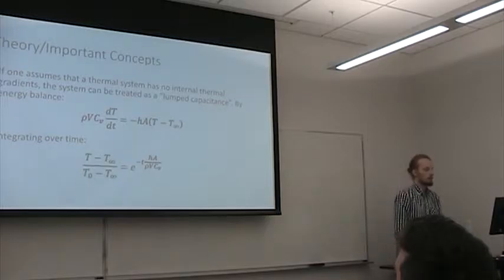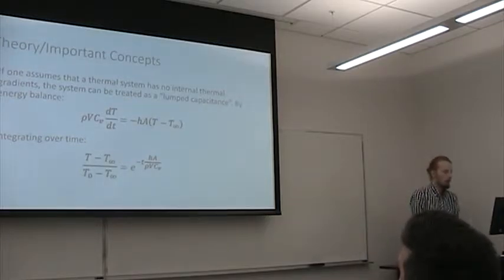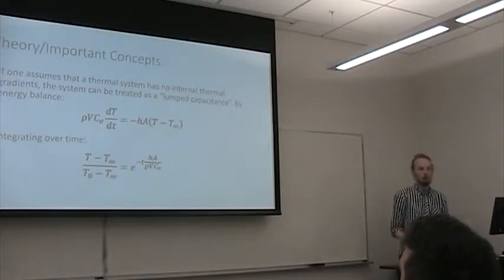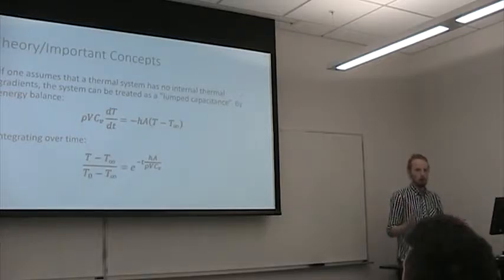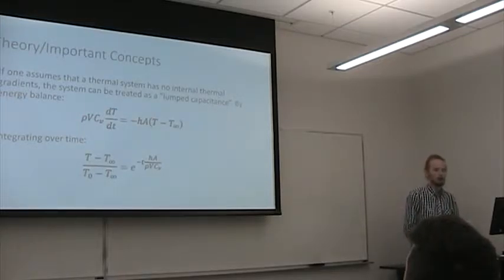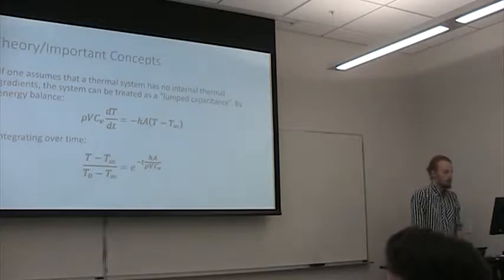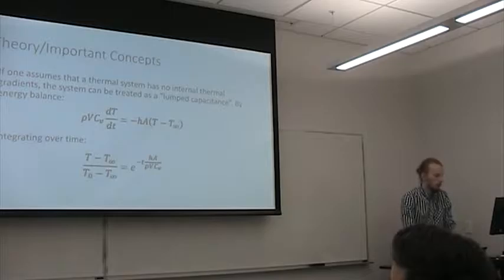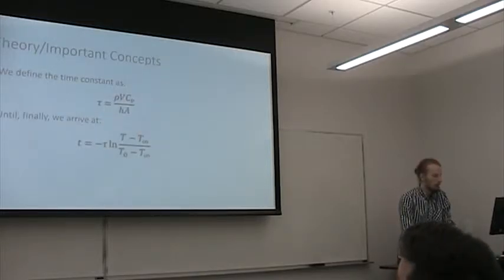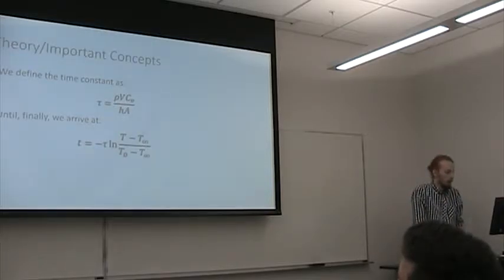All right, some important concepts to know going into the experiment. If one assumes that the thermal system has no internal thermal gradients, essentially you're looking at the system as a black box of no serious complexity. You're essentially looking at it from the outside. You can treat it as a lump capacitance, which is something we did similar in our circuits class. And using that equation right there and integrating it over time, using the normalized temperature on the left, you can eventually spit out a result for the time response of the system. We define the time constant as tau, and it has that value there, until finally, using that integration, you arrive at a value for time.